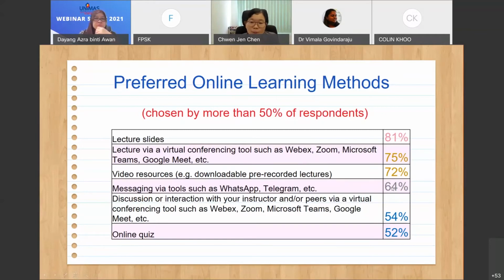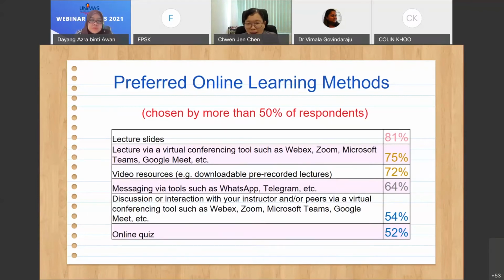And 64% said messaging via tools like WhatsApp or Telegram is something that they think is necessary as well, okay? And 54% want to have discussion or interaction with the students via the virtual conferencing tools, yeah. And also, quite more than 50%, 52%, said that they actually prefer online quizzes and things like that, all right?